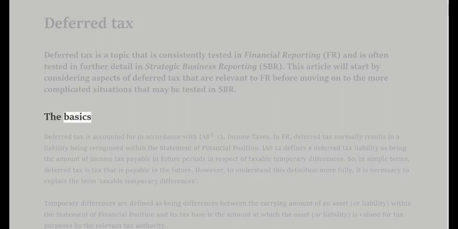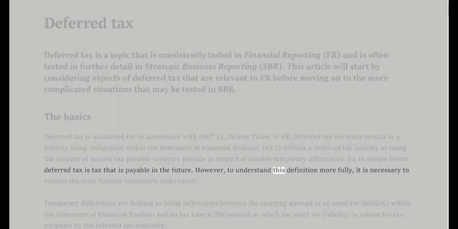The basics. Deferred tax is accounted for in accordance with IAS 12, Income Taxes. In FR, deferred tax normally results in a liability being recognized within the statement of financial position. IAS 12 defines a deferred tax liability as being the amount of income tax payable in future periods in respect of taxable temporary differences. So, in simple terms, deferred tax is tax that is payable in the future.